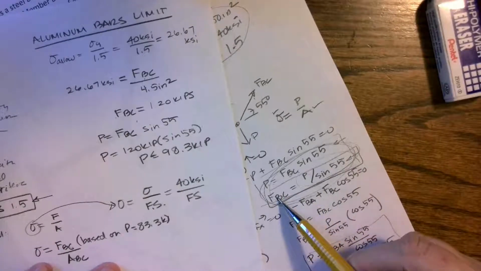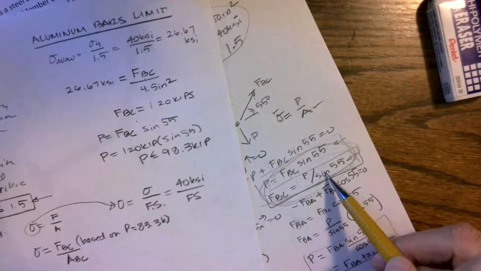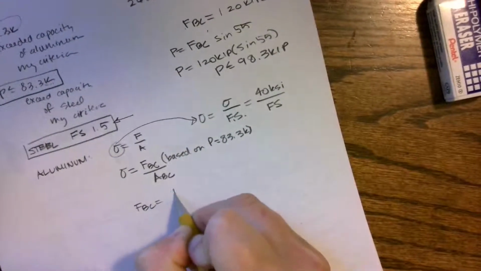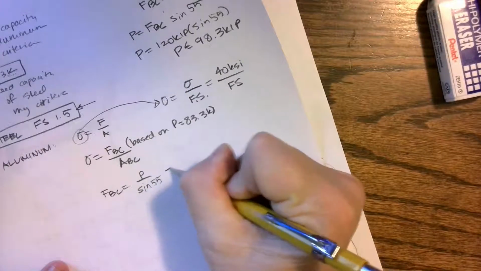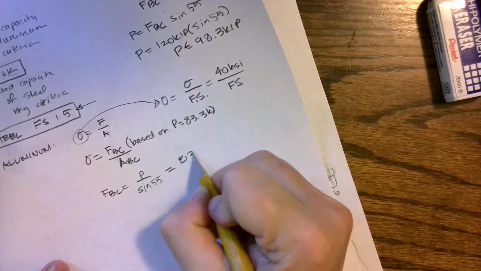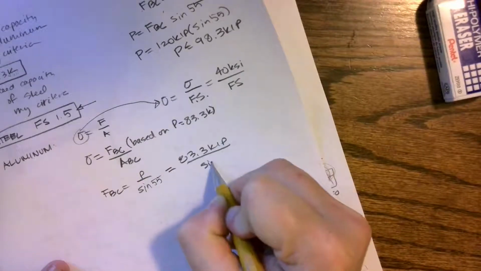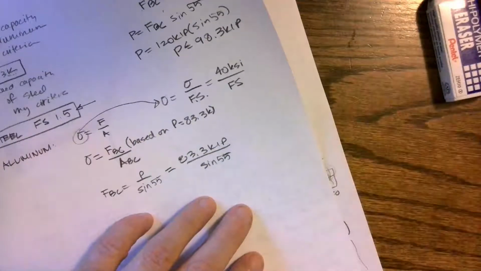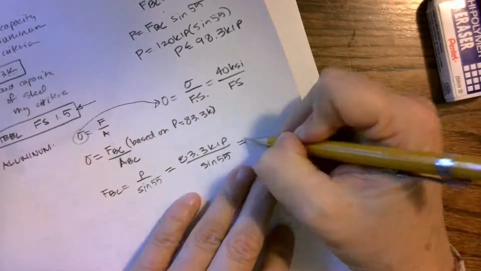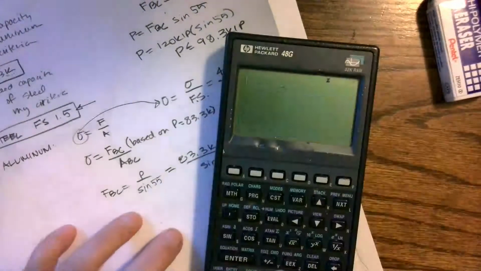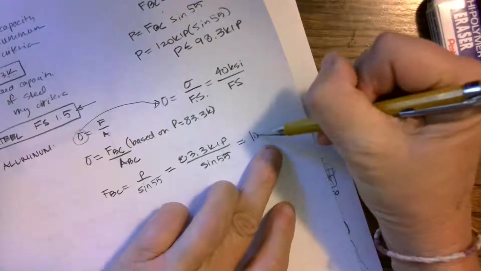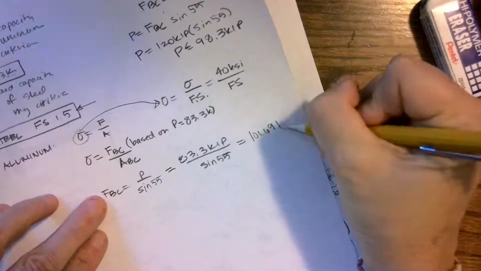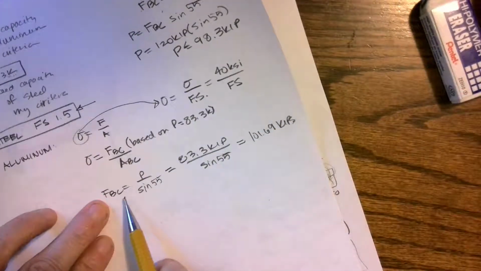So I can go back to my equilibrium equations, okay? And the force BC is related to the force P by dividing by sine 55. Okay, so force BC equals P over sine 55. And we're using 83.3 kips divided by sine 55. Okay, and that is going to give us 101.69 kips. So that's the actual force that's in that member.